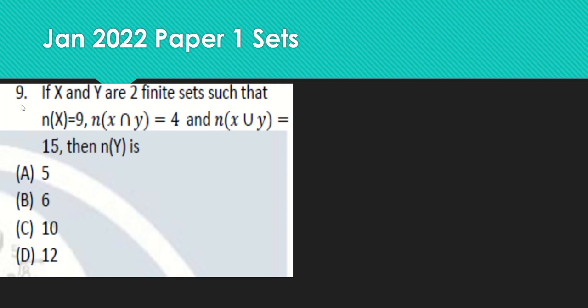Right? Number 9, if x and y are two finite sets such that the number of elements for x is 9, the intersection is 4, the union is 50, then what is y? Let's pull up the formula that we're supposed to be using.